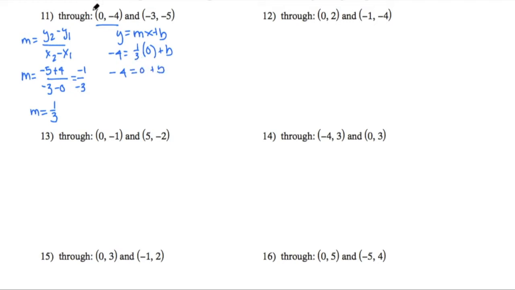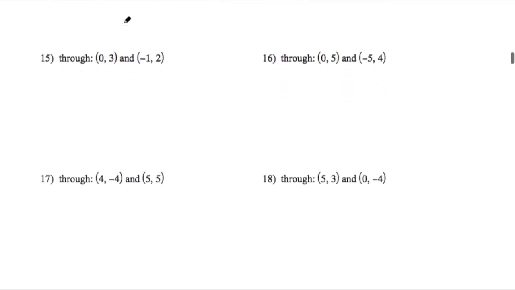Great, and you might have even recognized right away, as we did in the previous problem, if they give us 0 and a number, that is b. So we could have even jumped there right away, and this is why: 0 times the x value just disappears, and so you can see right here that we have our b value. So our equation is y equals 1/3 x minus 4, where 1/3 is our slope. Great. So if they give us the (0, number), that's already our y-intercept.